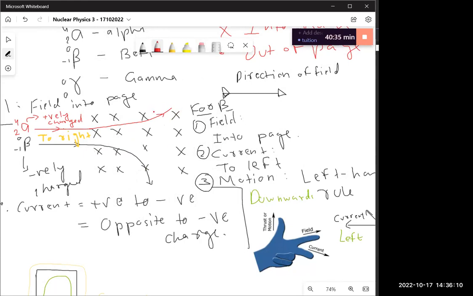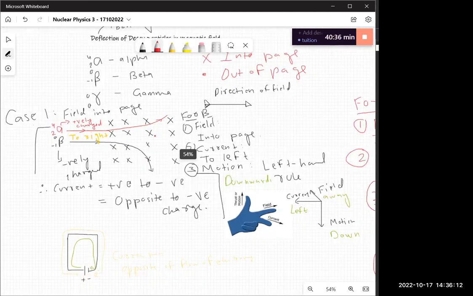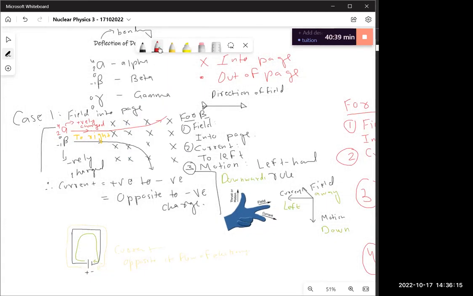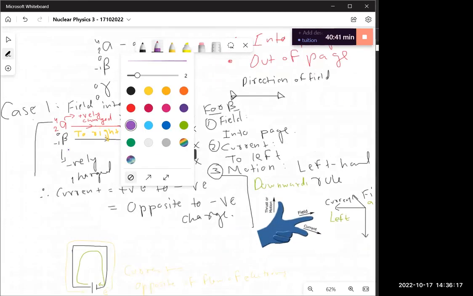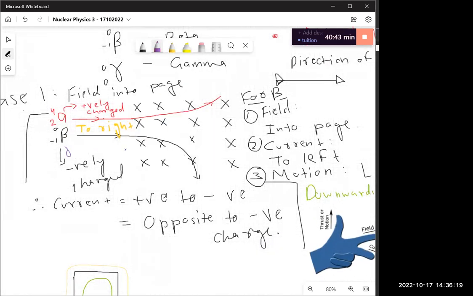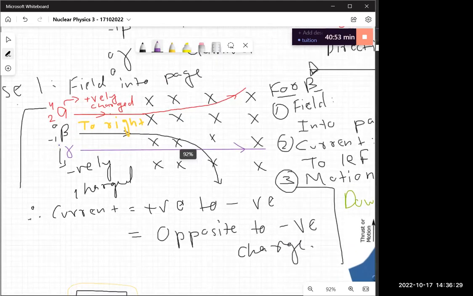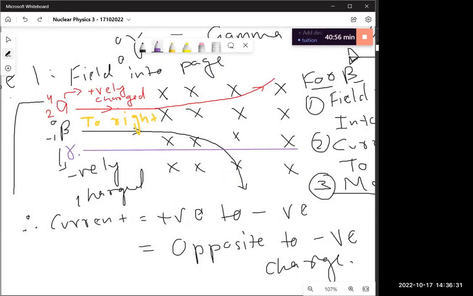Is there one for gamma too? Yes, we're doing that one now. For gamma it's very easy. Gamma does not bend at all. Gamma goes straight through it. It does not bend at all.